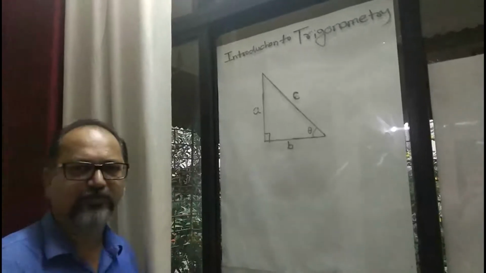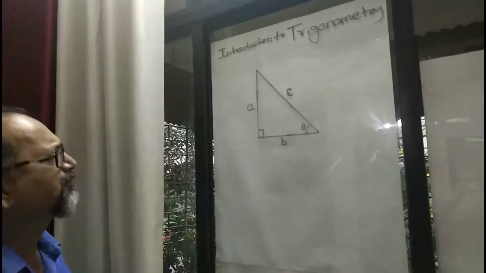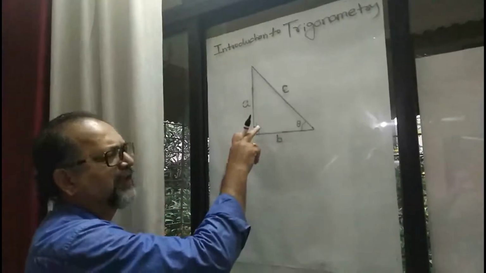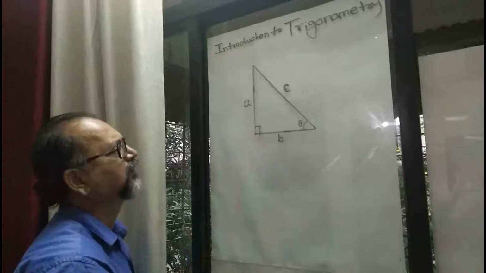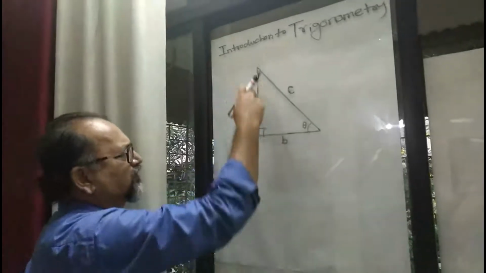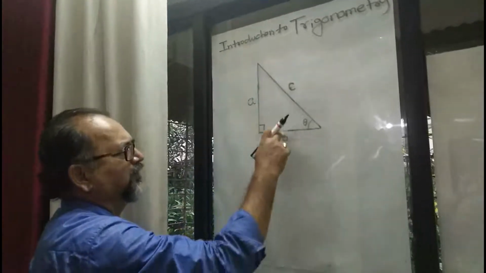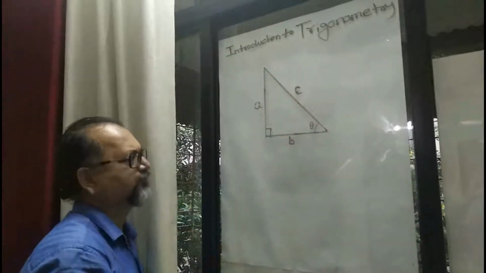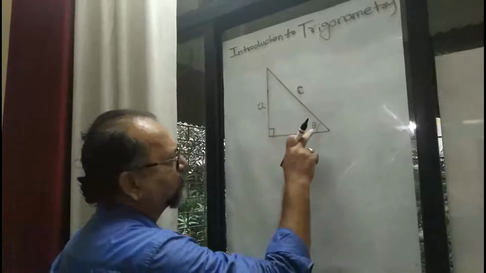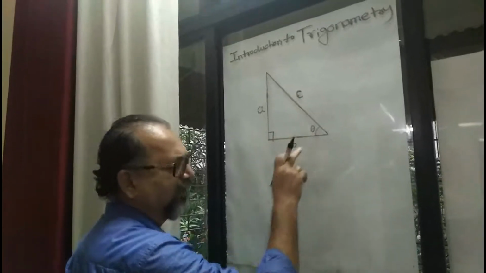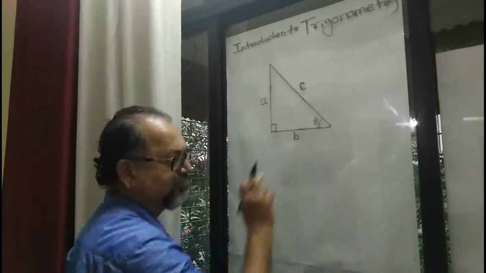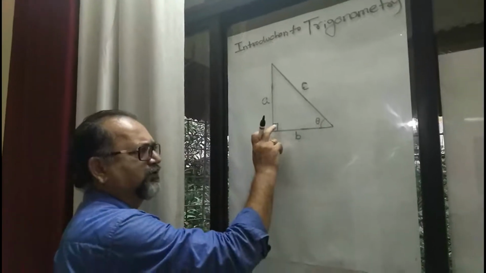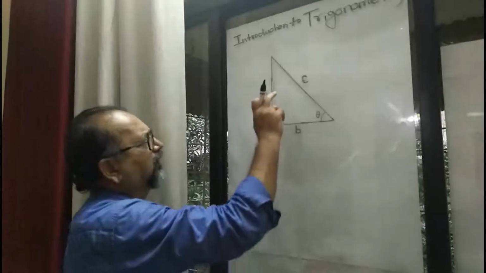In continuation with these trigonometric ratios, see this part now. This is a right angle triangle. I have marked the lengths of the sides as A, B and C. C is the hypotenuse, the length of the hypotenuse. Now pay attention to this angle. This is an acute angle and its measure is theta.